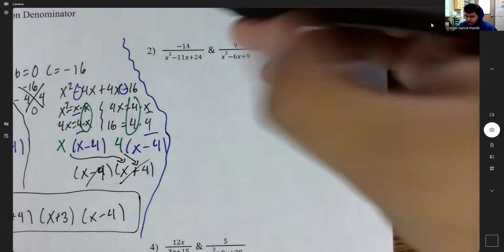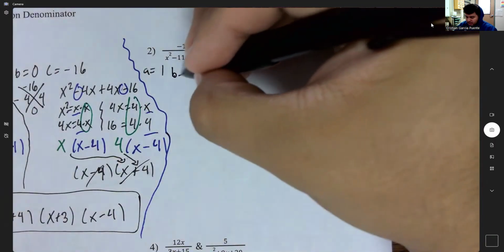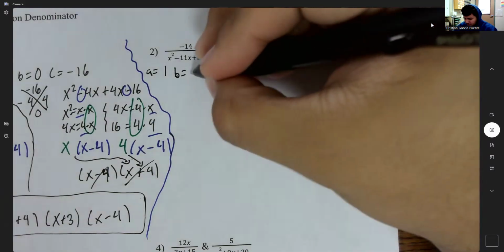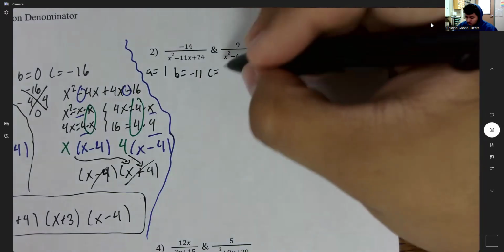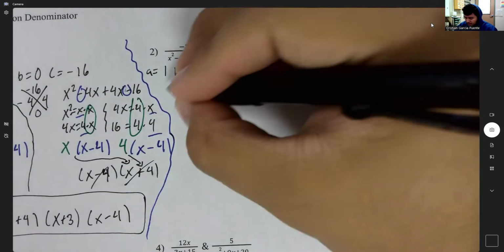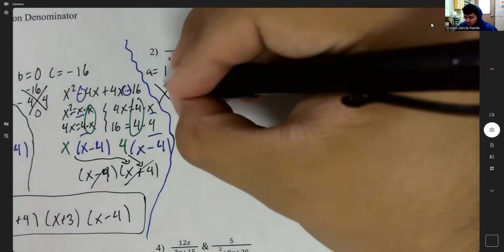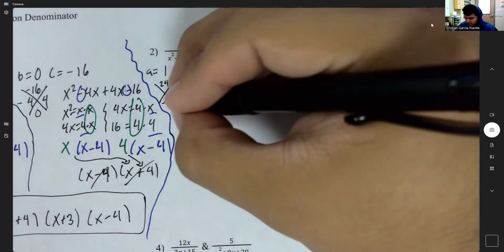So A is always next to your x squared. So what's going to be your A? 1. B is next to your x. So what's next to your B? Negative 11. And then C is your constant, which is just 24. And then again, on top of the diamond, you put A times C. So what's 1 times 24? 24. And the bottom, you put B, which is just negative 11.